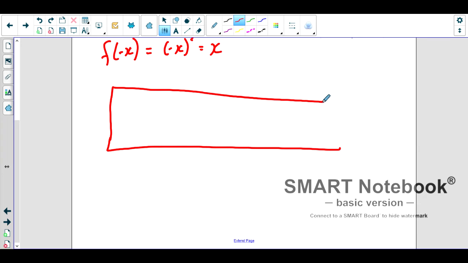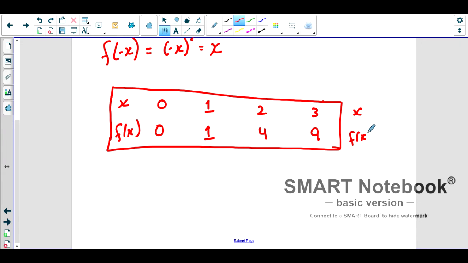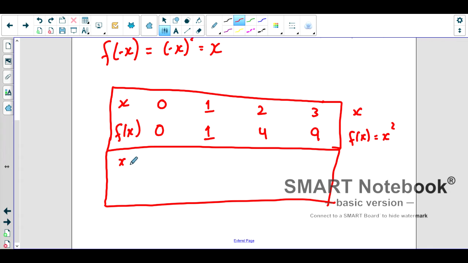You have x, you have f of x. Change some values: 0, 1, 2, 3. What will be f of x? It will be 0, 1, 4 and 9, because based on our function this is x and this is f of x, which is x square. If you change the input of this function, it is x, 0, you change the sign, negative 1, negative 2, negative 3. So what will be f of x? Will it make any difference? No. Why? Because the square will finish it. Because it's a square, the negative will have no impact.